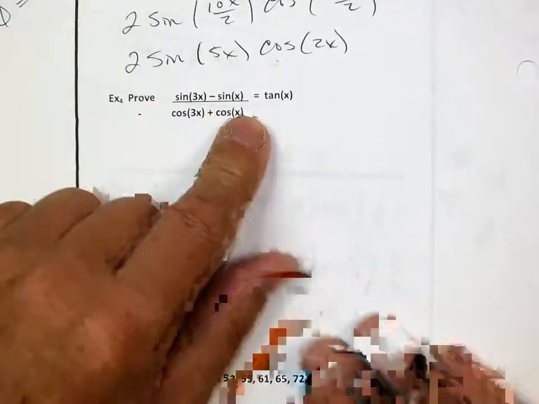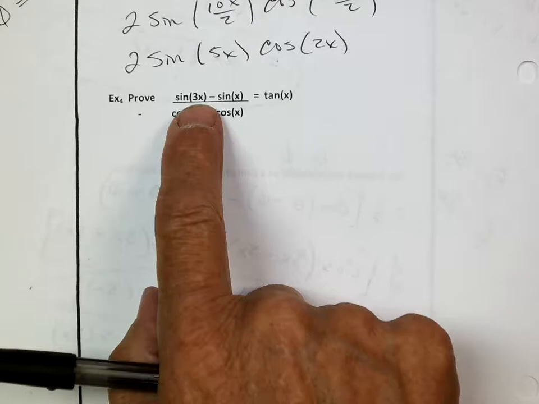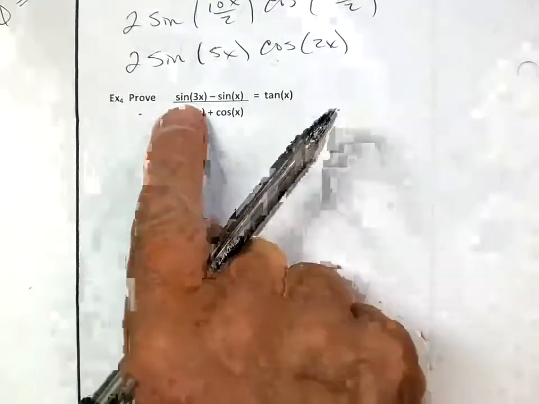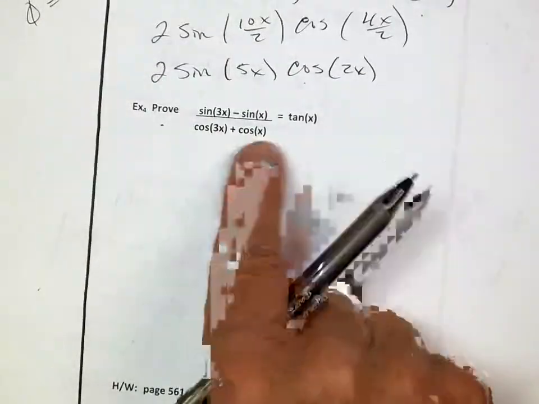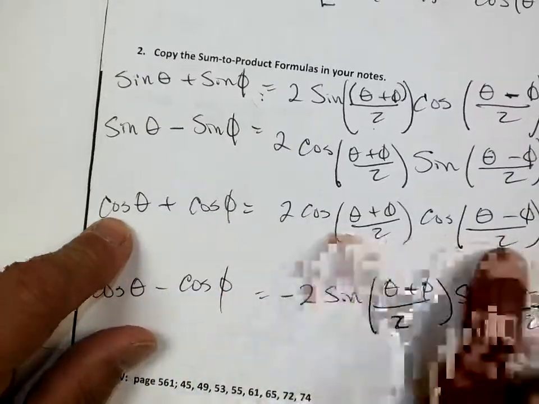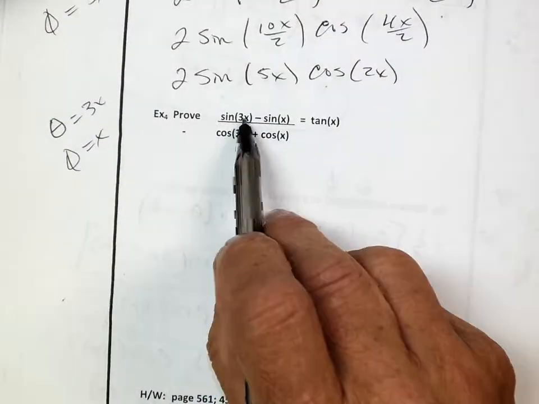Somehow, we have to prove that this ugly mess is going to equal just a tangent of x. Well, looks to me like it's two different forms of something we learned today. So it looks like sine minus sine. I'm going to use this one on top. And then at the bottom I've got the cosine plus the cosine, so I'm going to use this one on the bottom, on the denominator, okay? Right off the bat, my theta is 3x, and my phi is x. There's my theta and my phi.